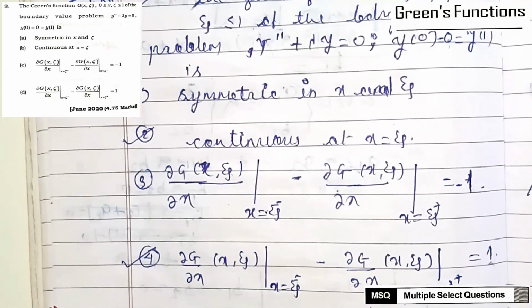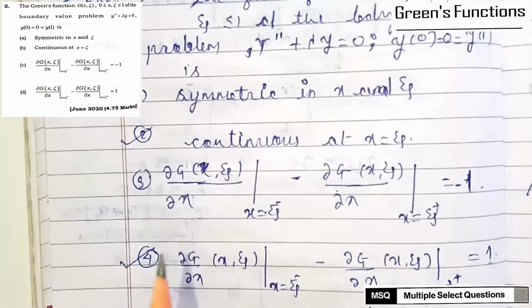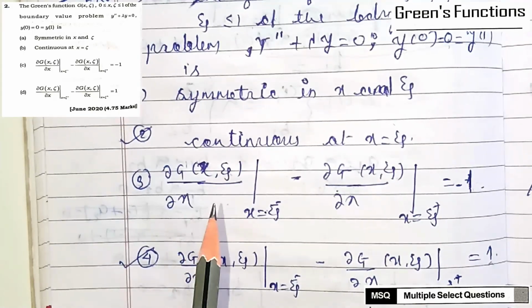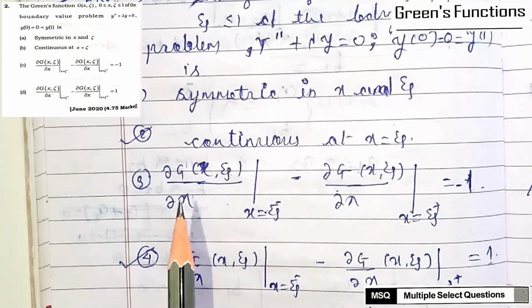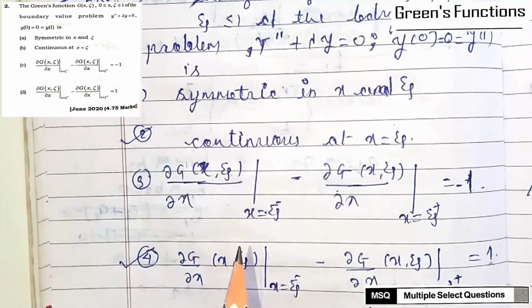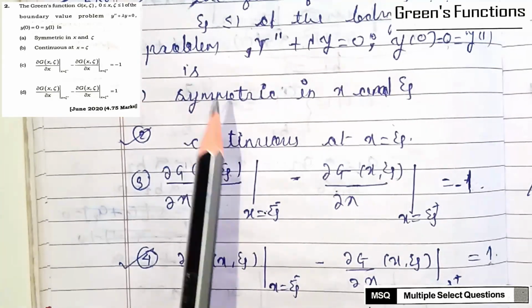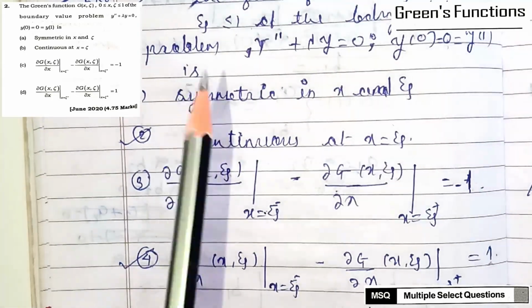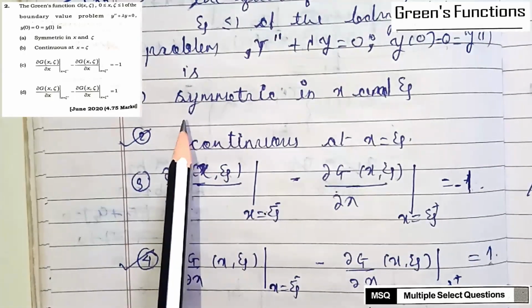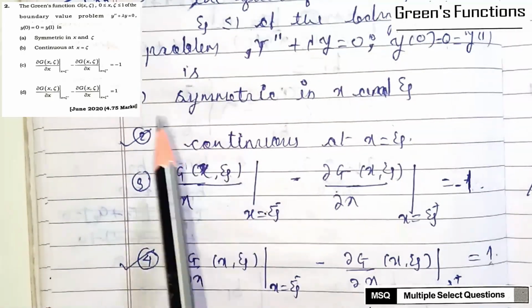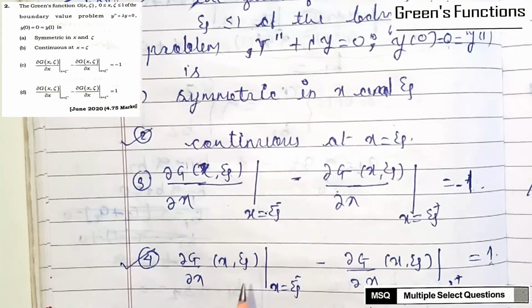As we observe all four options, it seems that all are properties of a Green's function. If you read these properties properly while you are studying Green's function, nothing is difficult here. You can solve this question just by observation.